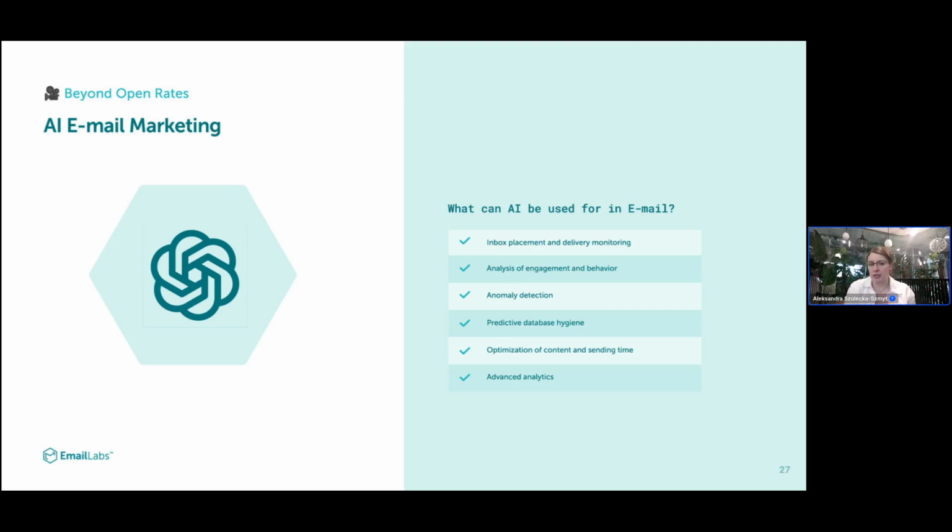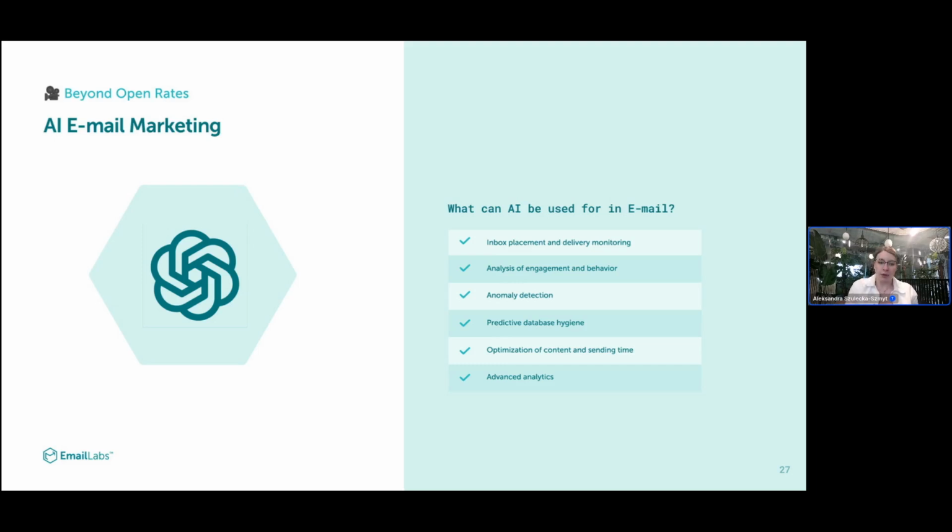The predictive database hygiene. It's about predicting how many unsubscribes, probably, or hard bounces there will be in the next campaign. Optimization of content and sending time. This is what we talked about. If we know that there are some days that are better for sending, or if we don't know, and we have some raw data and some data about our previous campaigns, then AI may help you calculate the perfect date to send your next campaign.